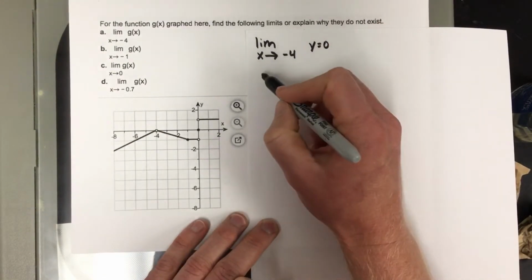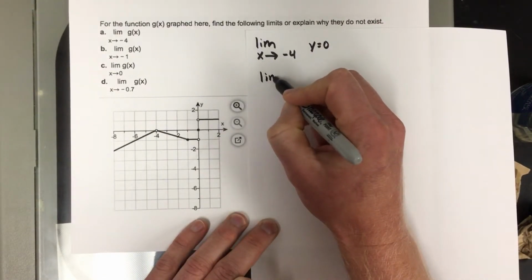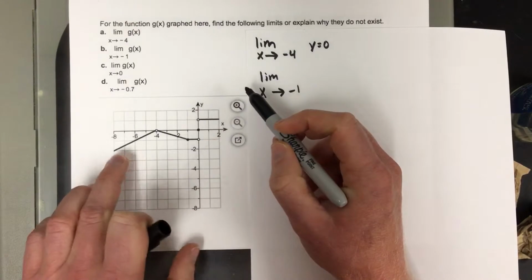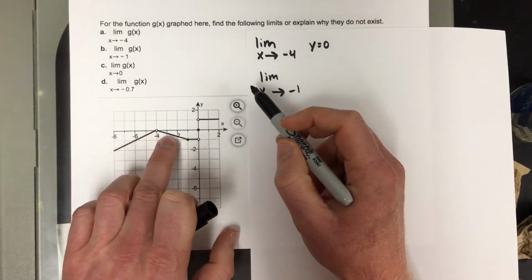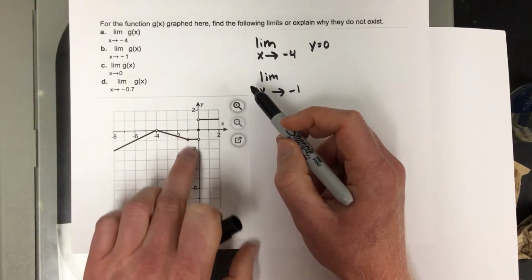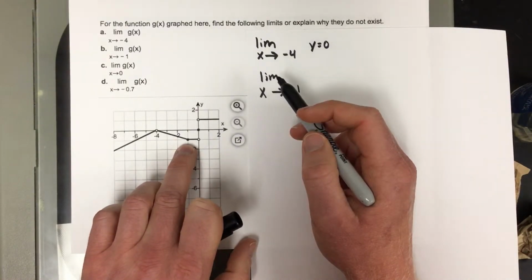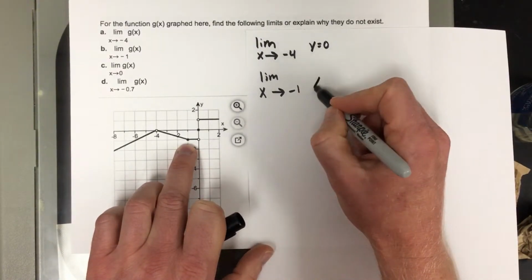Okay, what's the limit as x approaches -1? If we follow this and we get closer and closer to -1, you can see that right there at x equals -1, our limit would be -1, so y equals -1.